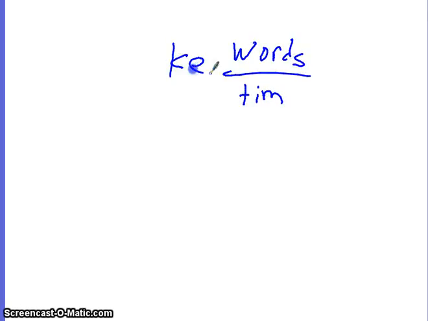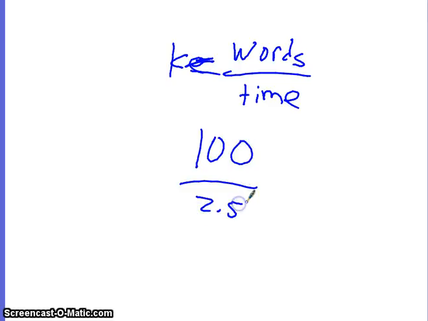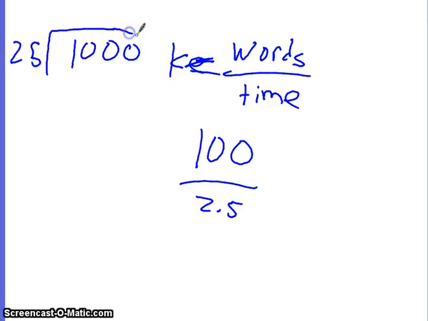Any questions? So you set up with the division, then the multiplication. So B says the number of words Tom types varies directly with the amount of time he spends typing. So K equals words to time. He types 100 words in 2.5 minutes. 100 divided by 2.5, what is that? So 1,000 divided by 25, what do you get?